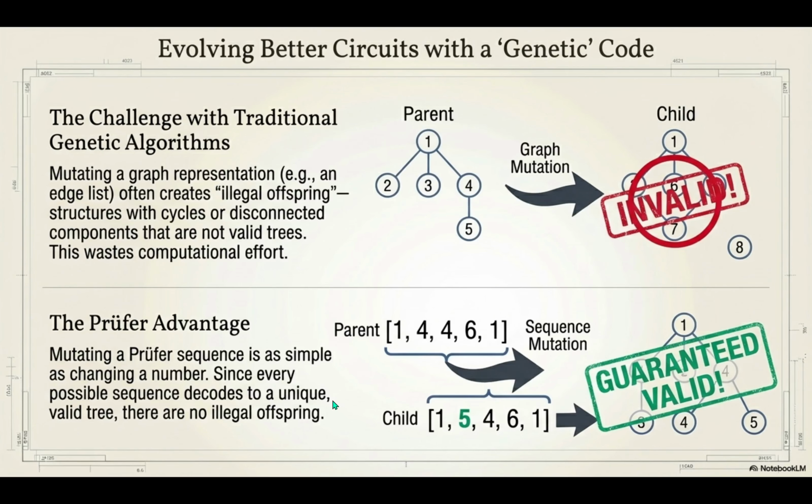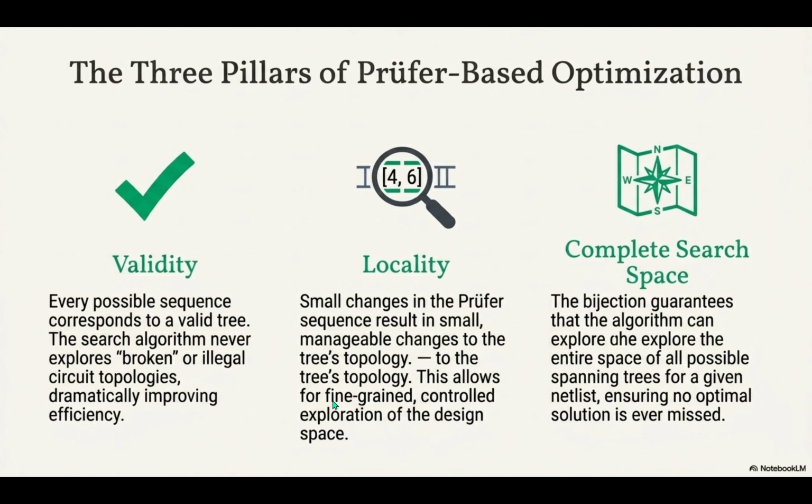The second is locality. You want small changes to have small effects. Right. You don't want to change one number and have the entire chip layout scramble itself. Locality means a small tweak to the code results in a small, predictable tweak to the physical tree. It allows for fine-tuning.